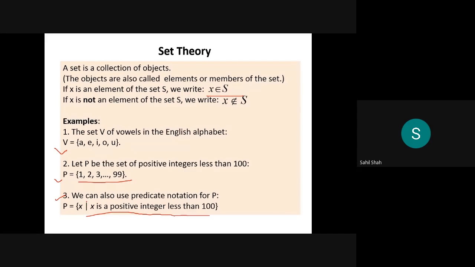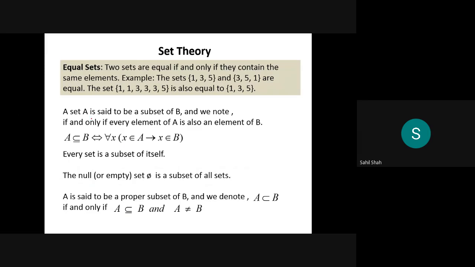You are defining in terms of a predicate logic. We can also use a predicate notation for P: let P be the set of all x such that x is a positive integer and it is less than 100. This we have discussed. Thereafter, we discussed what we mean by equal sets. Two sets are said to be equal if they contain exactly the same elements. For example, {1, 3, 5} and {3, 5, 1} are equal. Again, those who are having confusion with this.